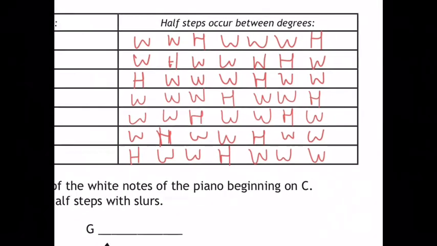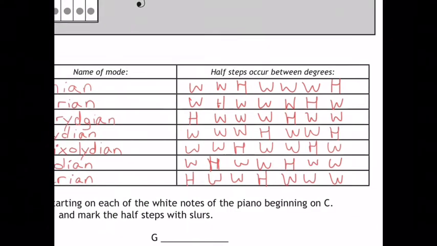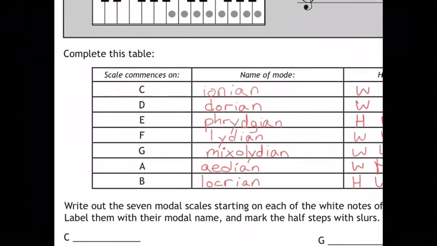Okay. So again, guys, the half step patterns, you do not have to memorize these. I will never ask you to memorize these. What's more important is you understand that the different modes are really just variations and permutations of the major scale. Instead of starting on scale degree 1 of a key signature, we're starting on a different scale degree of a key signature.